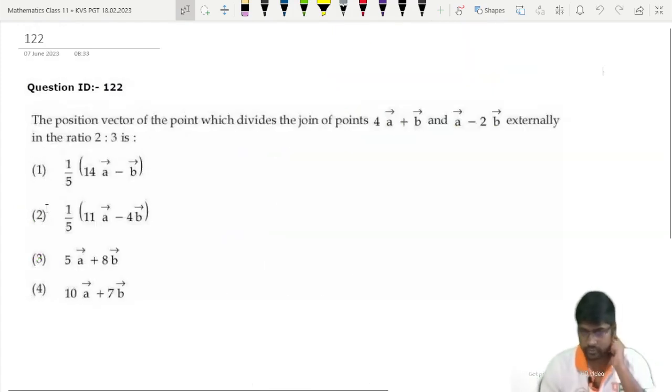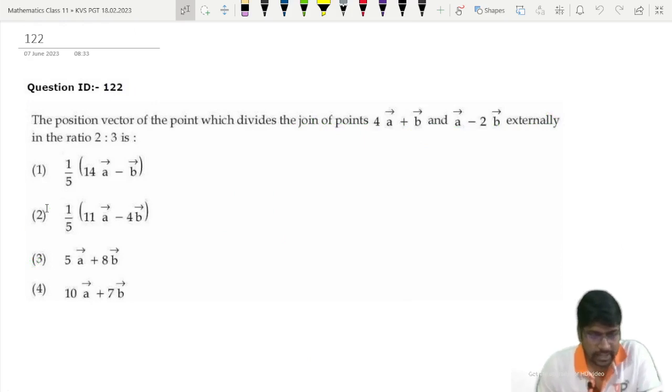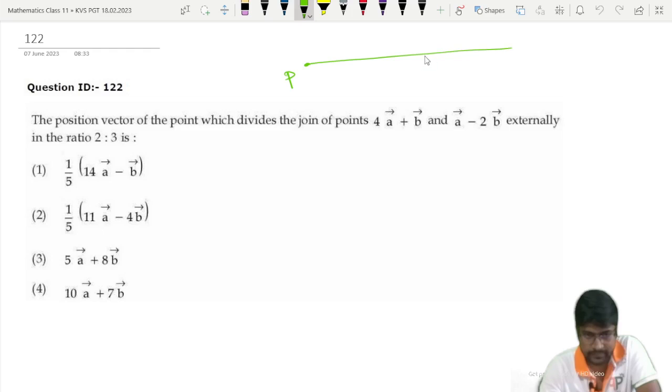Question number 122. The position vector of the point which divides the join of the points 4a plus b and a minus 2b externally in the ratio 2:3. Okay, in the ratio 2:3. So the figure will be like this. Suppose this is the point P, and externally in the ratio 2:3.